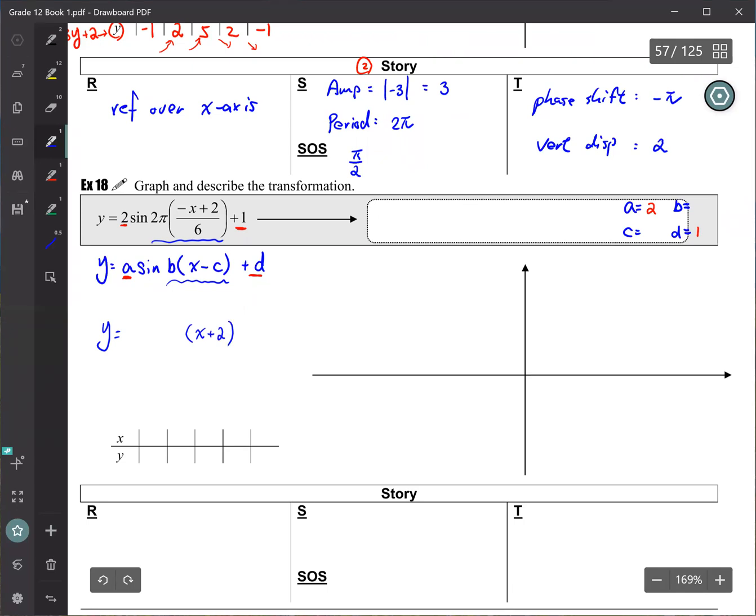Okay. What's your B? Negative 12 pi. Anything else? No. Okay, and then we have sine and 2 for the A, D is plus 1. Let's put another bracket here. Anyone else got something different?